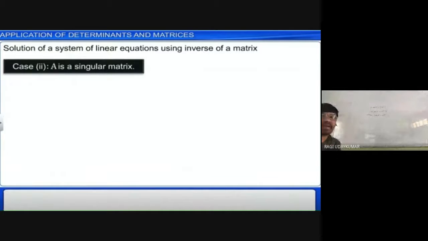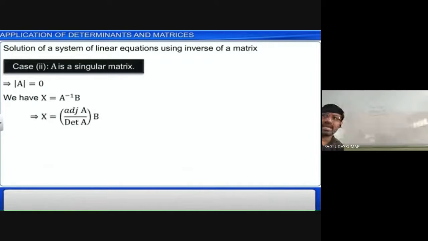If A is a singular matrix, the inverse does not exist because the determinant of that matrix will be equal to 0. A singular matrix is nothing but a matrix whose determinant is equal to 0. So we have X = A inverse B, but A inverse will not exist. What is the formula for A inverse? Adjoint of A divided by determinant of A.